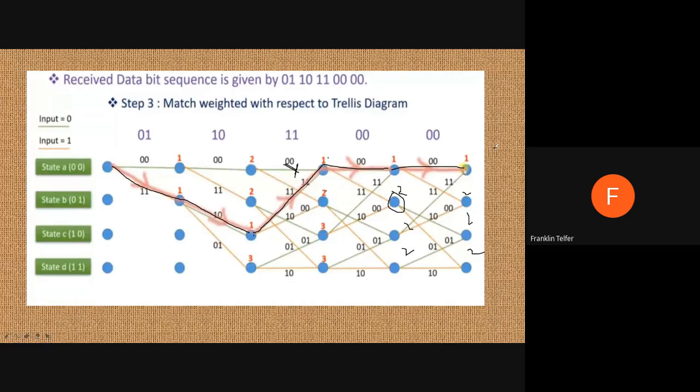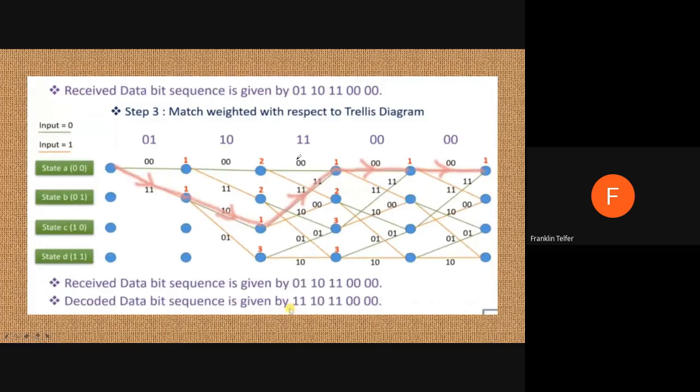This way, you can compute the minimum weighting function based on the trellis diagram. So this is the final version, the final trace line. From this trace line, the decoded data sequence is given as follows. Let us find the decoded data sequence: 1 1 10 11 00 00. Can you understand? So we got the decoded data sequence.